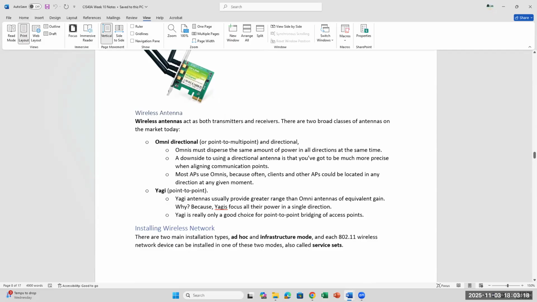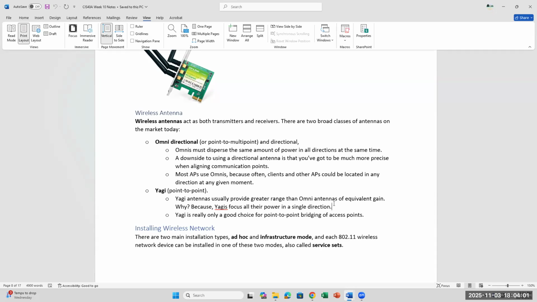An omnidirectional antenna just means that it's able to go 360, or you can also say point to multiple points, so all directions. And then you have a Yagi antenna that's going to be point to point, and it provides a greater range, right? Its power is in a single direction. It's a good choice if, for example, I need to connect one access point to another access point. It will be directly sending and receiving signal from one device to another device.